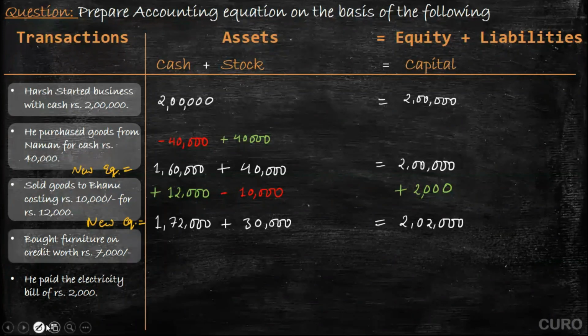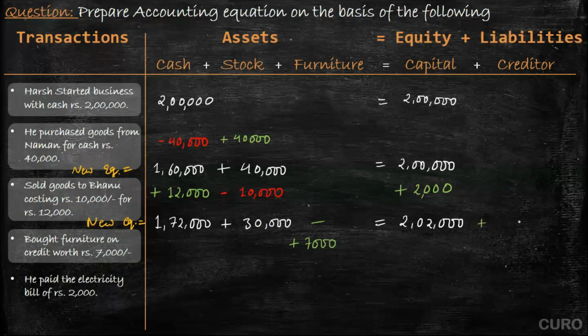In the fourth transaction, he bought furniture worth rupees 7,000 on credit. It means the asset side is increased with the addition of a new asset, that is the furniture itself. But as it is purchased on credit, which means payment is not made in respect of this purchase, it gives rise to the liability towards the seller of that furniture as Harsh owes 7,000 to him and we call him a creditor. After recording this, the new equation will appear as follows.